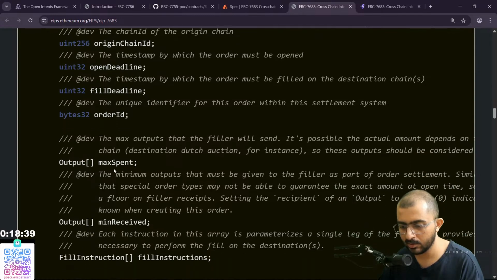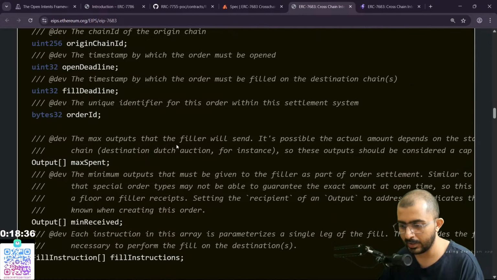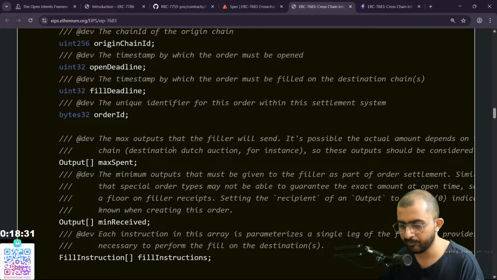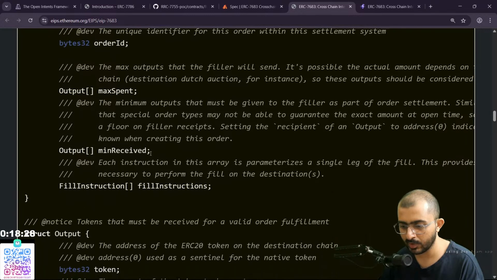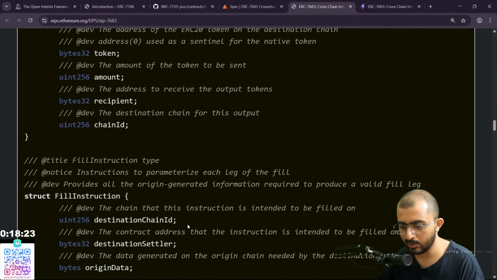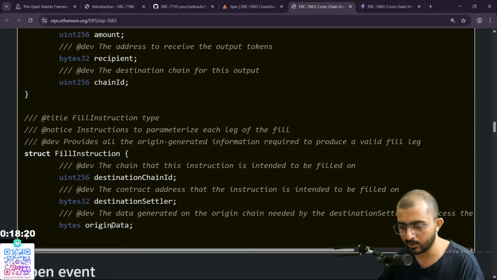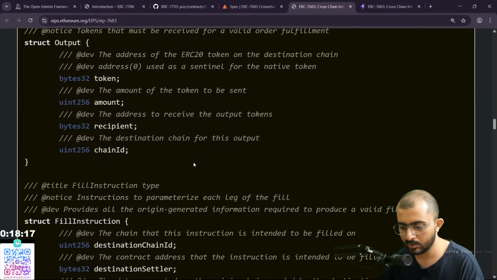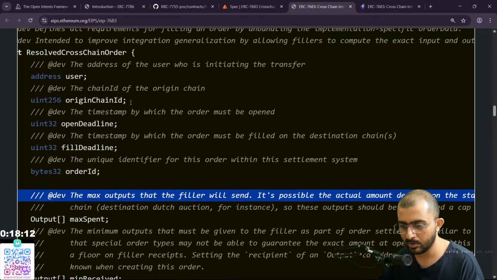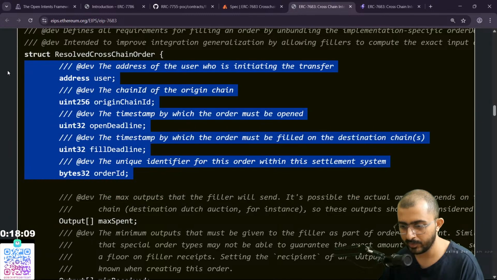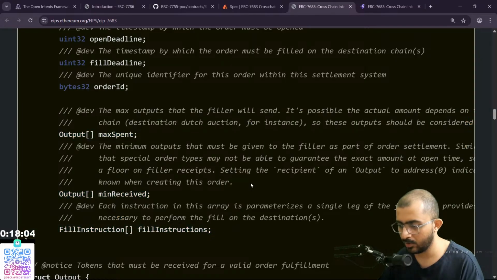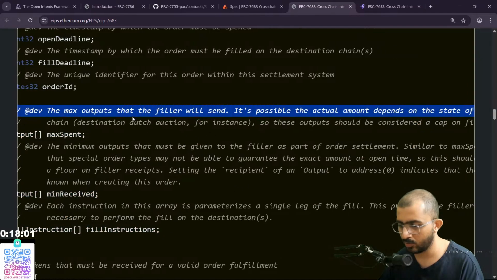User, deadline, max spent, the output that fillers will send, minimum received, tokens, amount, chain, fill instruction. I understand the rest of this. That's pretty straightforward. These are the things that are new, so let's go over them one by one.